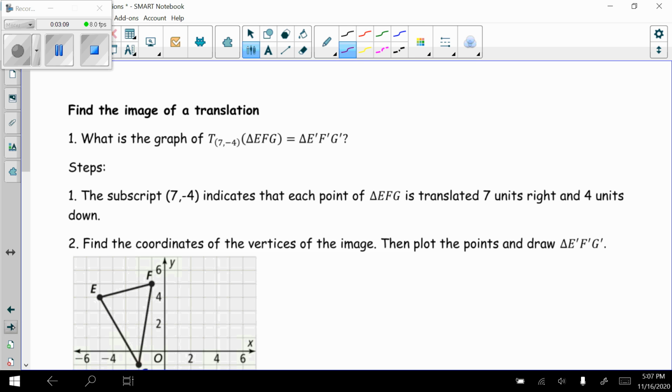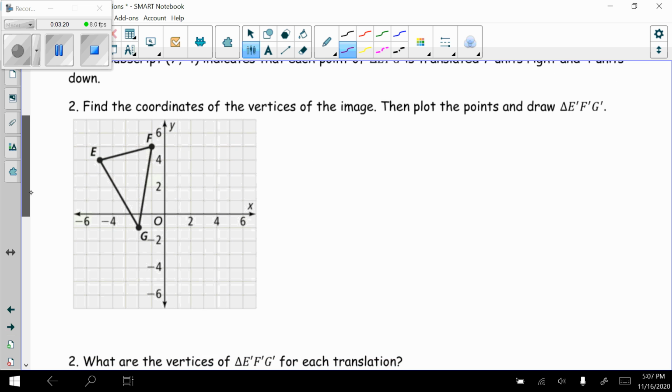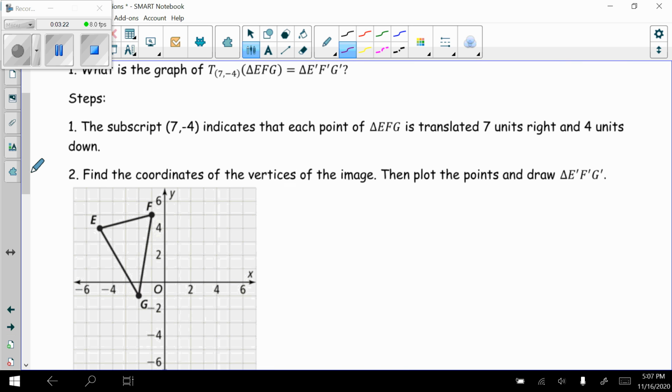So it says, what is the graph of T, translation of 7, negative 4, triangle EFG equals E prime, F prime, G prime. So here in the picture, they give me triangle EFG. It tells me, step number 1, that the subscript 7, negative 4 indicates that each point of triangle EFG is translated 7 units to the right and 4 units down, because X is left or right, Y is up or down. If X is positive, it goes to the right. X is negative, goes to the left. Y is positive, it goes up. Y is negative, it goes down.